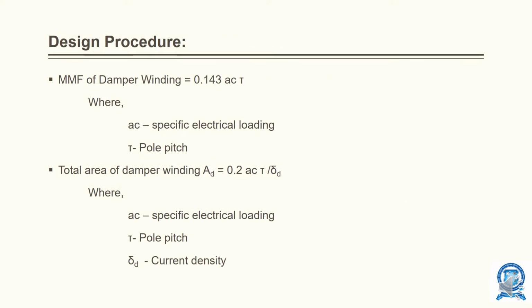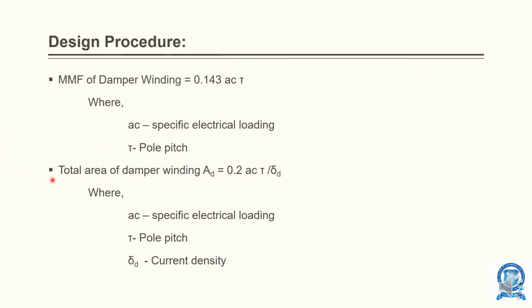So let us see the design procedure of damper winding. First, let us calculate the mmf of damper winding. The mmf of damper winding is calculated by using the expression 0.143 AC tau. AC represents the specific electric loading and tau represents the pole pitch. And the formula to calculate tau is pi D by P, which we know.